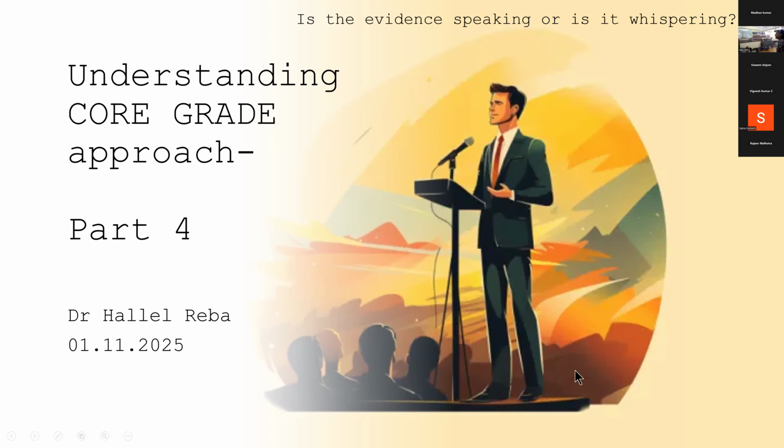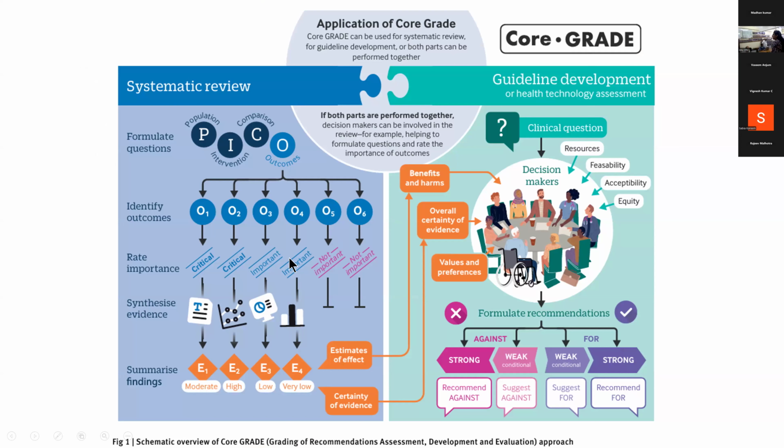Good morning, everyone. Welcome to the last and the final part of understanding the core GRADE approach. Over the past few weeks, we've been looking at the essentials of GRADE, called core GRADE, which has been used for helping people conduct systematic reviews, identify important outcomes, rate the importance, synthesize evidence, and summarize the findings. We also looked at how we use core GRADE to rate the certainty of evidence. Today we'll be looking more at how decision makers actually use this evidence and how they consider other important criteria to formulate the recommendations.